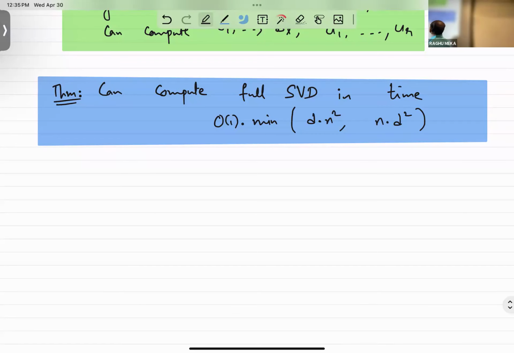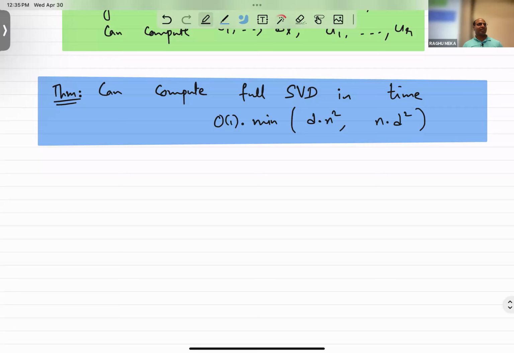If n is bigger, then you do this. If D is bigger, you would do this. Okay, it's kind of cubic time, right? You can also get it in matrix multiplication time, but it's a completely different story. But the point is that this is computing all of the singular vectors. It computes everything in one shot. Okay, but it's very expensive.